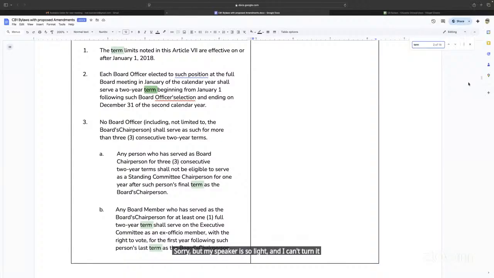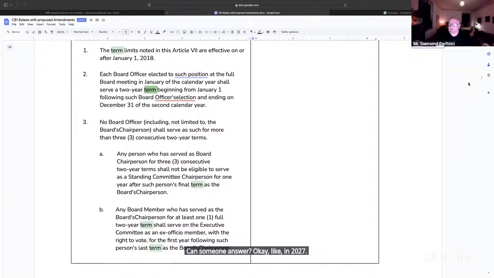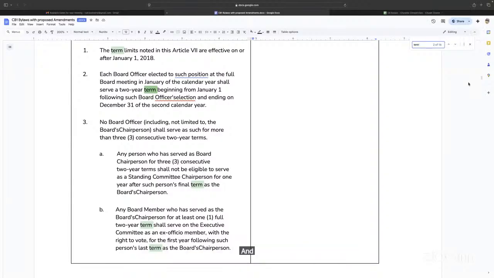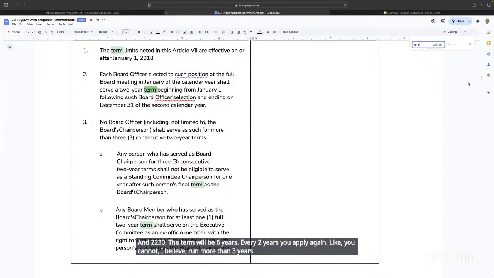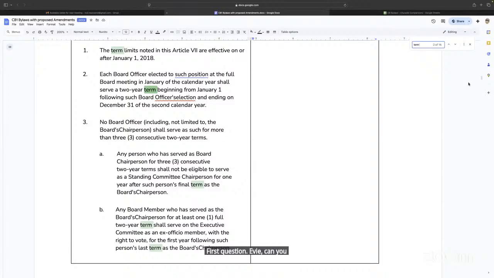Like in 2027, yes, and 2030, the term will be 6 years. Every 2 years you apply again. I believe you cannot run more than 3 terms. Is this correct? First question. Evie, can you answer, if Tom cannot hear me?